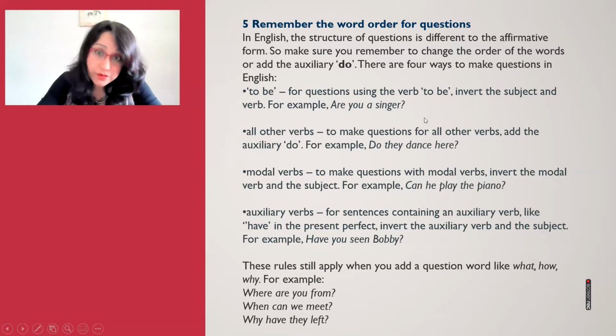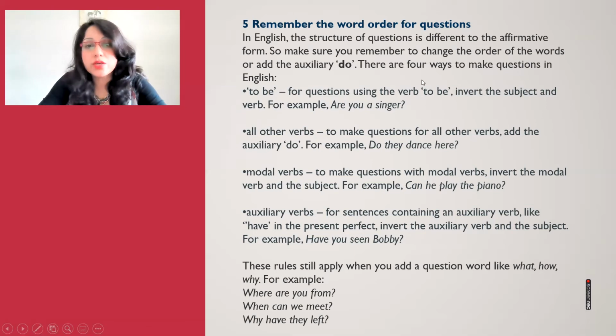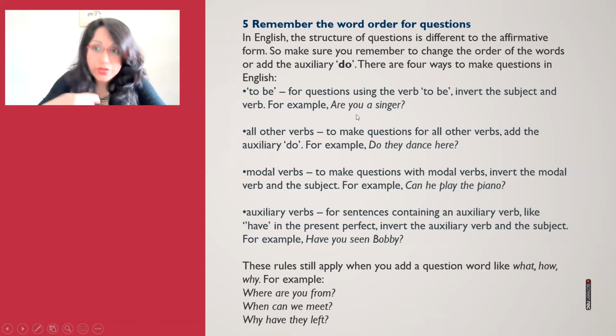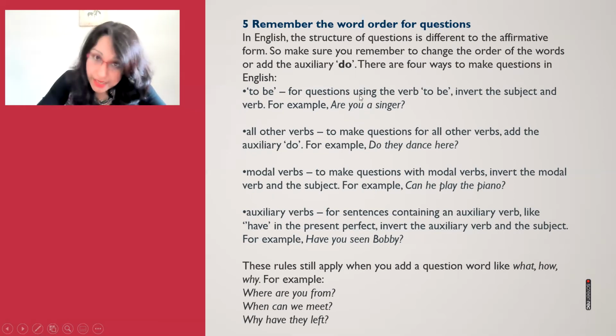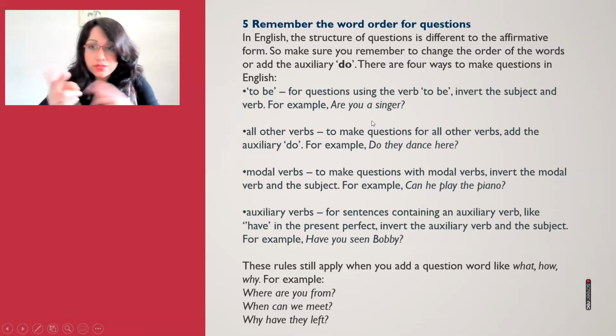First one is with verb to be. So for questions using verb to be, invert the subject and the verb. So here is a question: Are you a singer? All right. So if you're going to answer it, how are you going to say it? I am a singer, or you are a singer. All right. So then your subject is going to come first and then comes your verb. But when you're making a question, you invert: you use your verb to be first and then comes your subject.